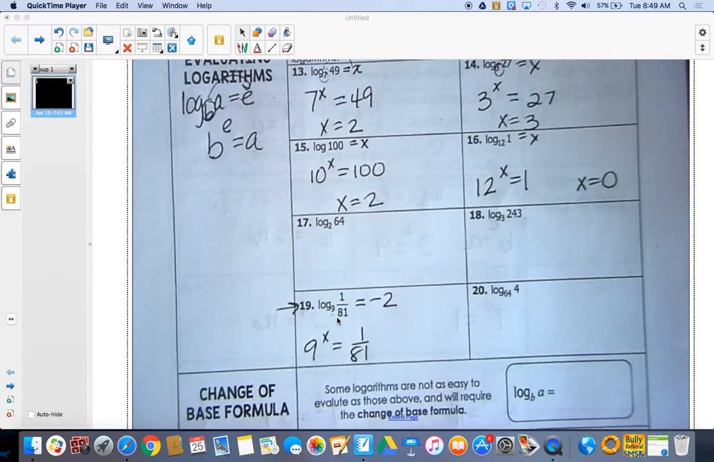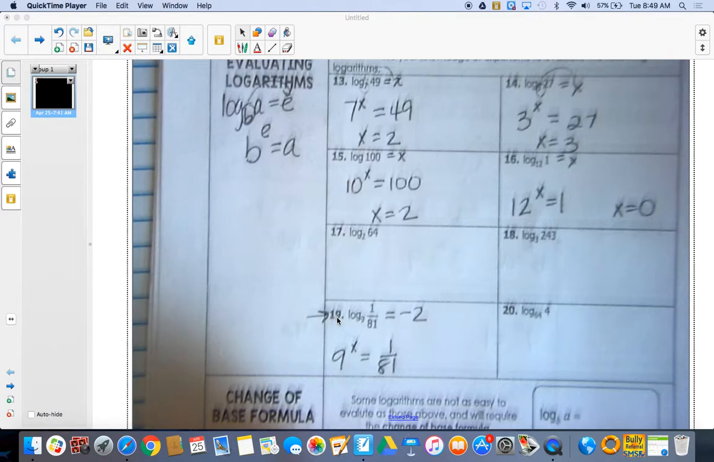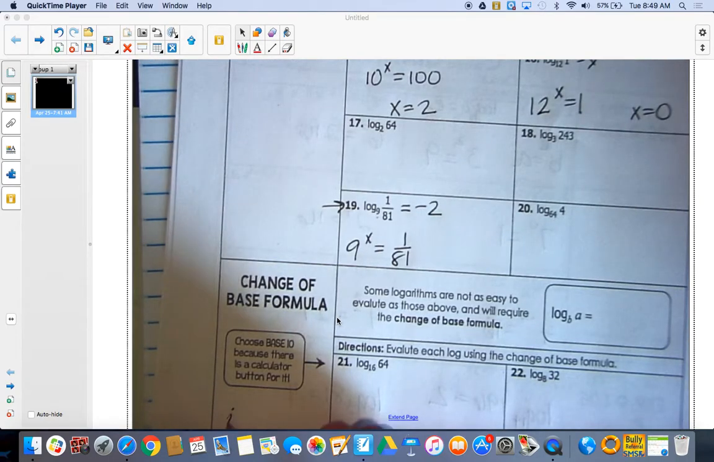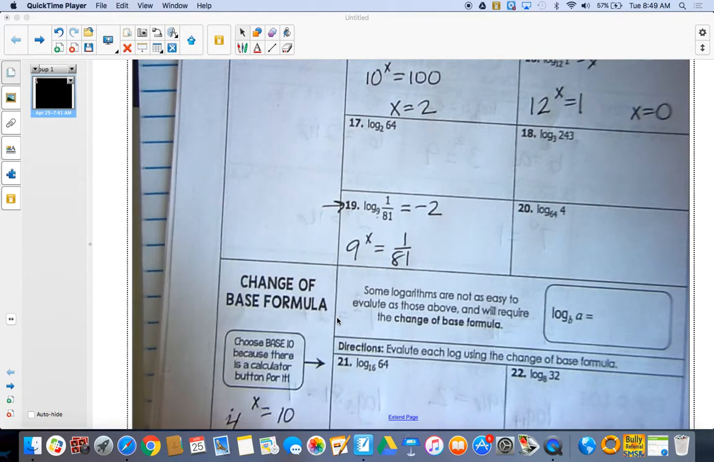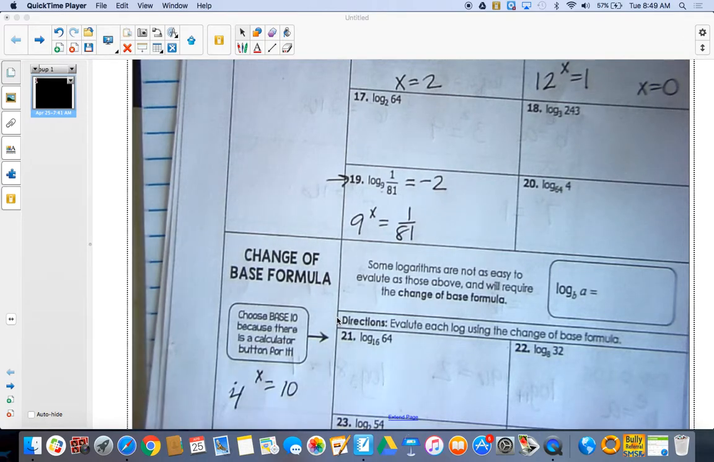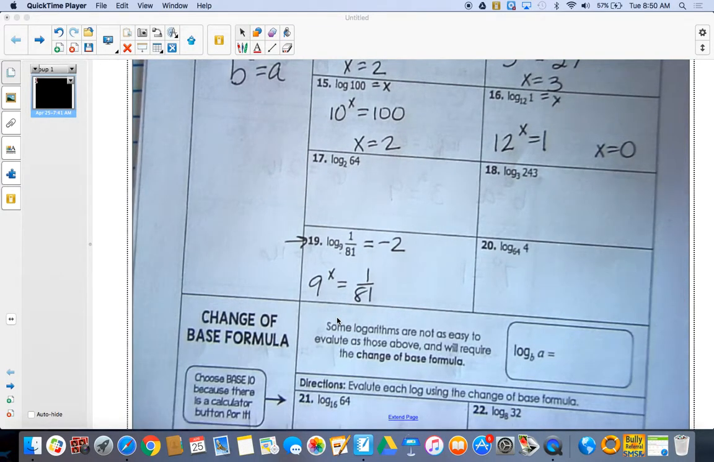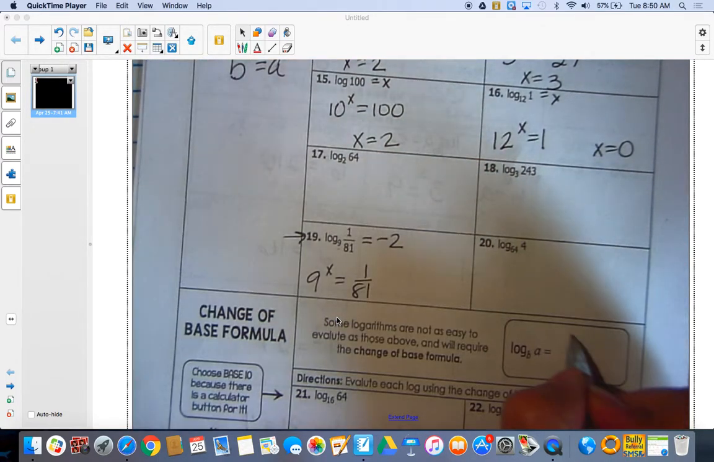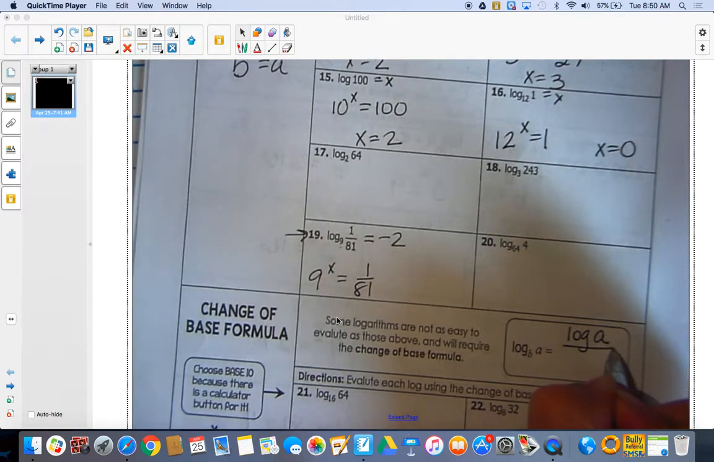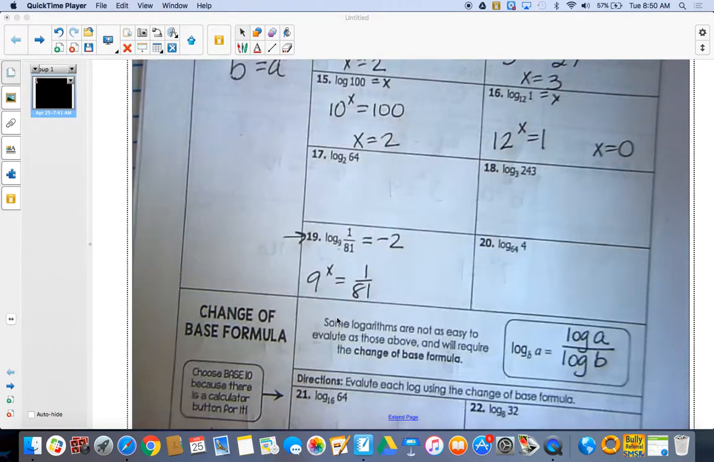Like let's say I have 4 to the x equals 10. Well, I can't do mental math on that. I know 4 squared is 16, 4 to the first is 4, so I know it's going to be 1 point something, okay? So how do we figure that out? Well, there's something called change of base formula. This is how you put it in your calculator. So if you have log base B of A, you put log A divided by log B.